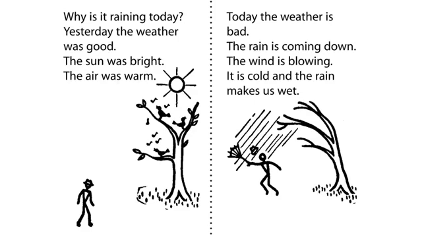Why is it raining today? Yesterday the weather was good. The sun was bright. The air was warm. Today the weather is bad. The rain is coming down. The wind is blowing. It is cold and the rain makes us wet.